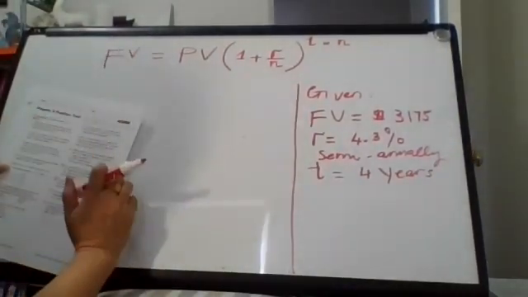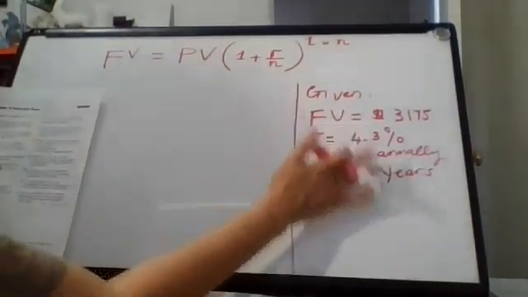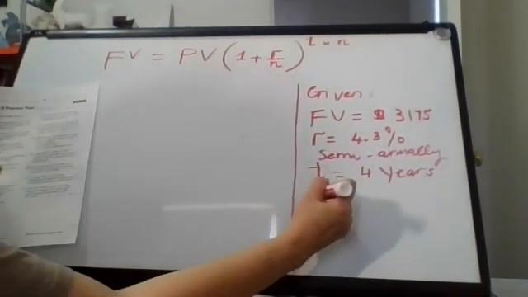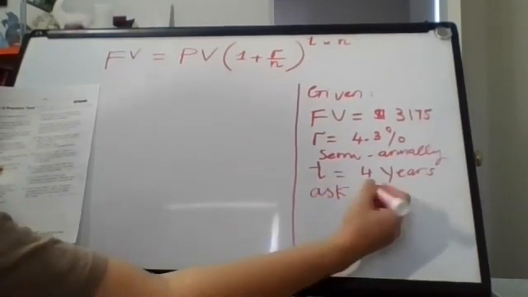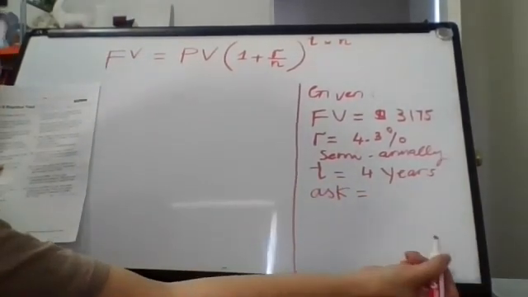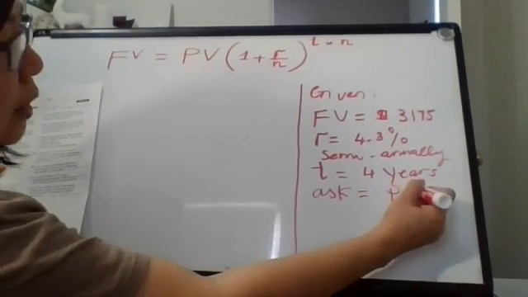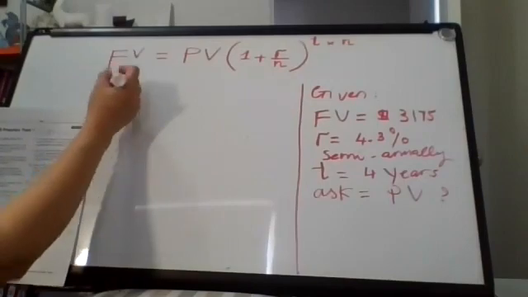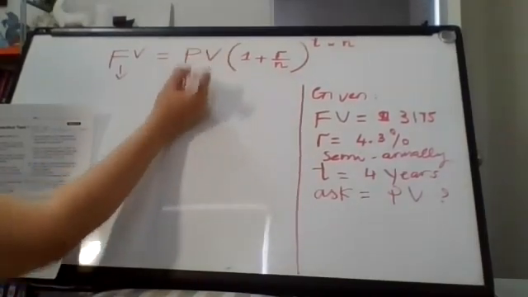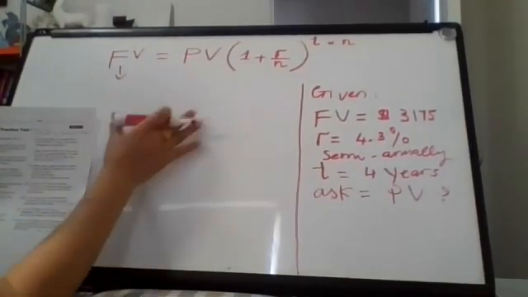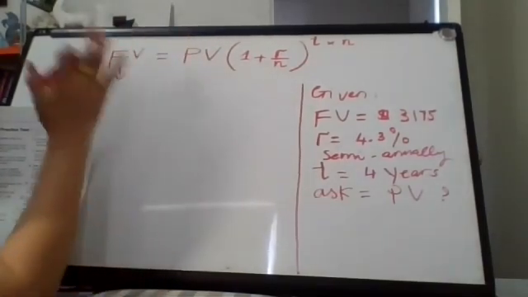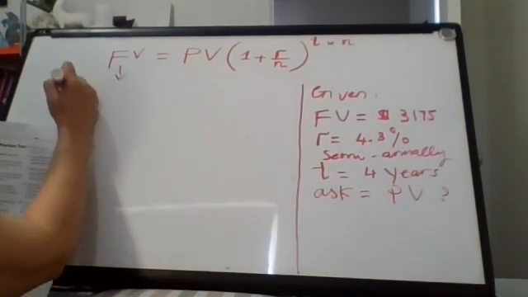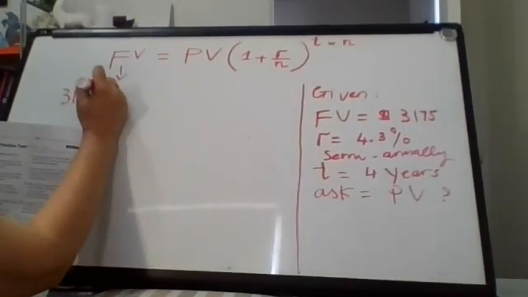$3,175. Now I'm going to substitute every number I know from the given data. One more time, the question asks you what? Present value. Put it down: PV. So now we know that we have to solve for the present value. I'm going to substitute every number I know in this formula. The future value is 3,175. I'm going to substitute it in here.